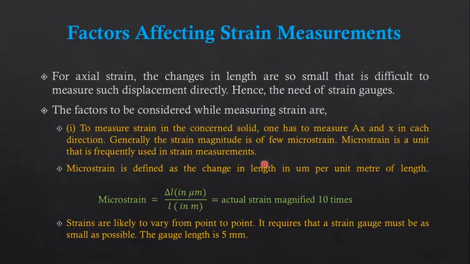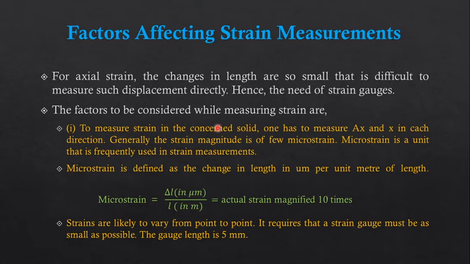So moving forward, here are some factors that affect our strain measurement, and this topic is very important with respect to your examination also. We restrict ourselves to the transducers related to the measurement of longitudinal, or we can say axial, strain, because all the strains are found in the same form, right? For the axial strain, the change in length is so small that it is difficult to measure such displacement directly. Hence we need some kind of strain gauge. Strain gauges are used to measure that kind of small displacement that occurs in our system, right?